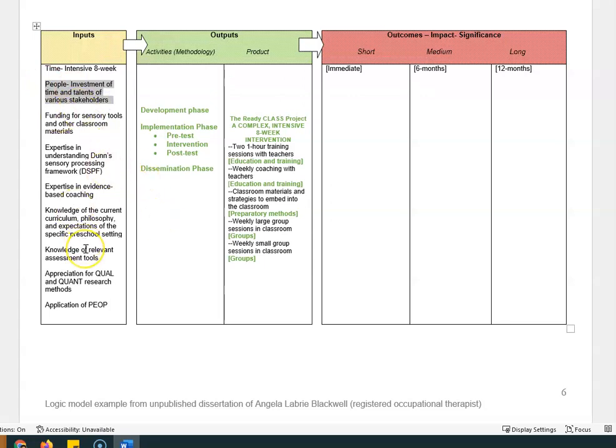So we just think about all the things we need to be successful in our projects. That is the inputs: things, knowledge, resources, processes, people, tools.